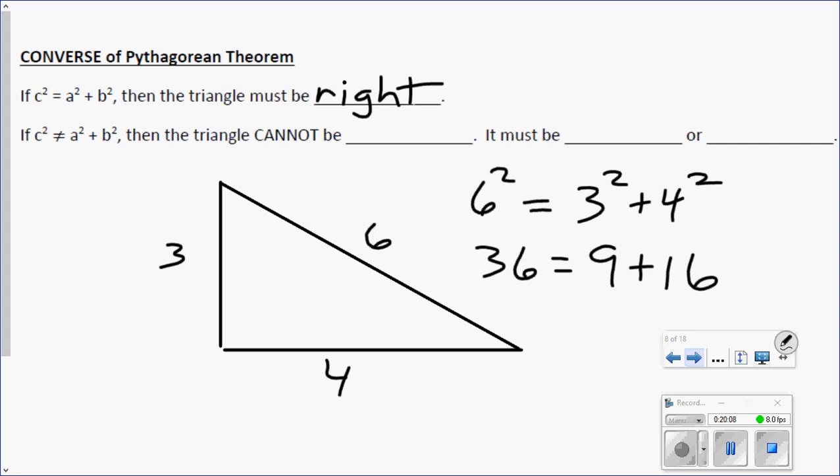What did it need to be? It needed to be 25, which means this side would have to be 5. If it was 3, 4, 5, then it would be a right triangle, because 3 squared plus 4 squared is 25, and so is 5 squared. This would be a right triangle. If these were the numbers, it would be a right triangle.